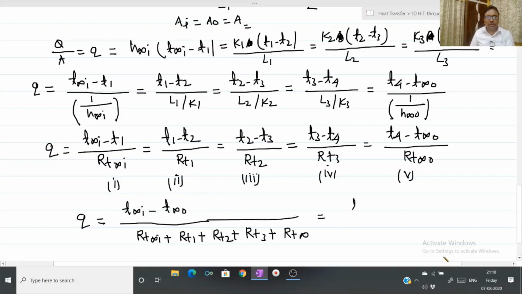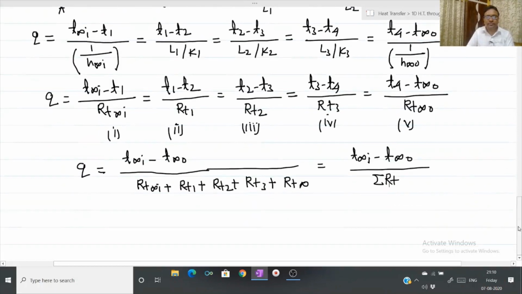Or T infinity I minus T infinity O is equal to summation of RT, isn't it? So if I want to calculate heat transfer rate, I must be able to calculate individual thermal resistances by fluid layers and solid materials.